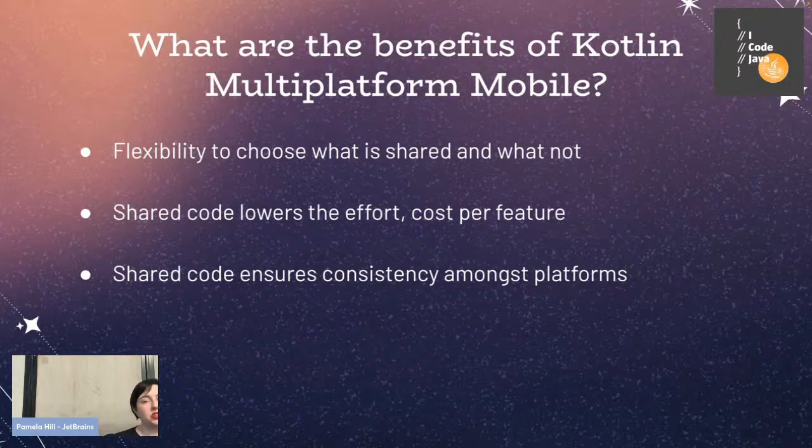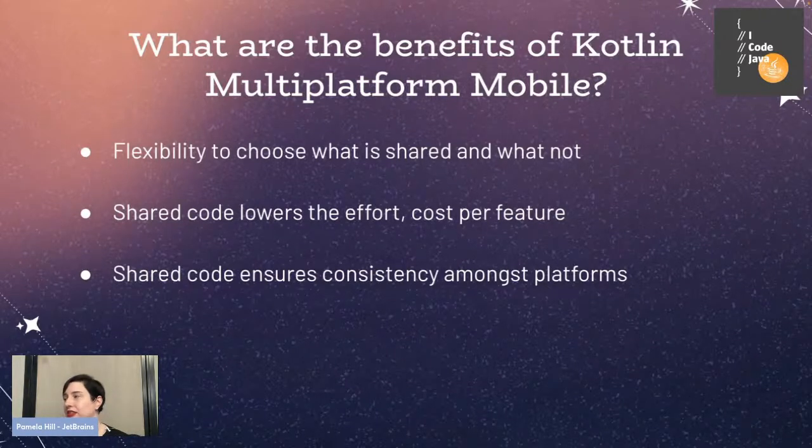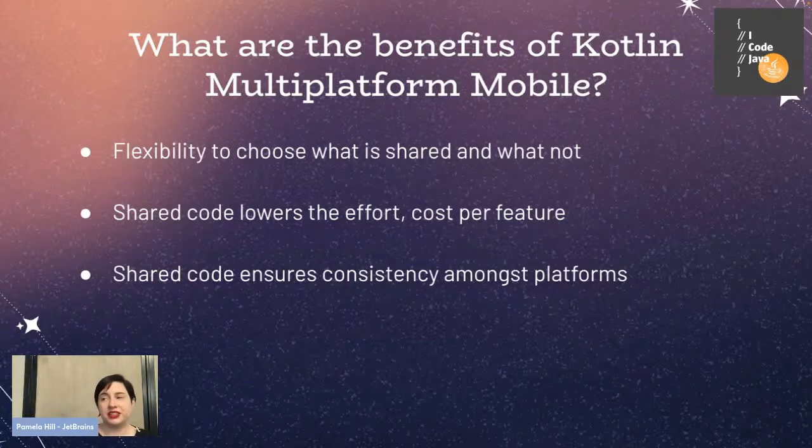And lastly, your shared code ensures consistency amongst platforms. I've seen it so many times that Android and iOS developers have a slightly different understanding of what's happening on their platforms. For example, you have a feature, and this happens the same with web. You have a feature that you want to develop on Android, iOS, and web, and they have a slightly different understanding of what this feature actually means and how to encode it on their platform. And this results in slightly nuanced implementation differences.